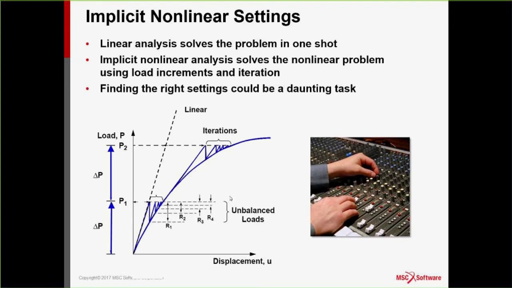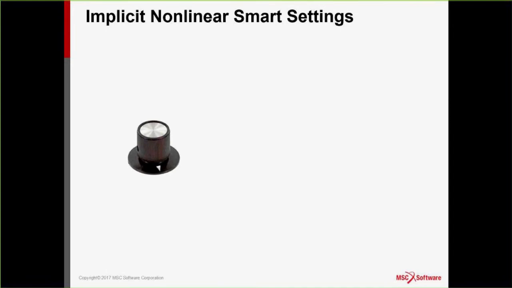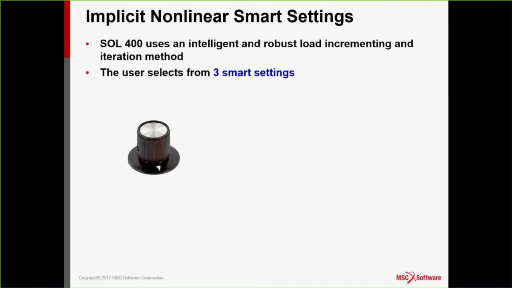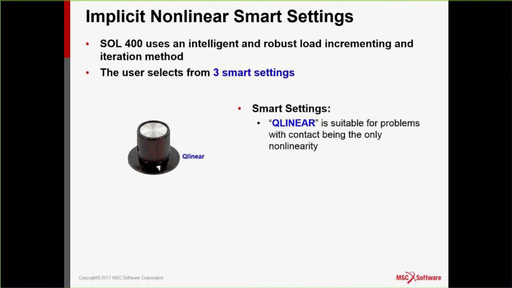So we've come up with smart settings a few years ago. So we've gone through a lot of testing, a lot of models, and we came up with 3 settings for you to start. First one is Q linear, basically very quiet. You use this when your only nonlinearity is contact, nothing else. When you set it to this, we take one single load increment. We apply the load in one shot, and we have a very tight convergence criterion, so you can converge quickly with this setting.